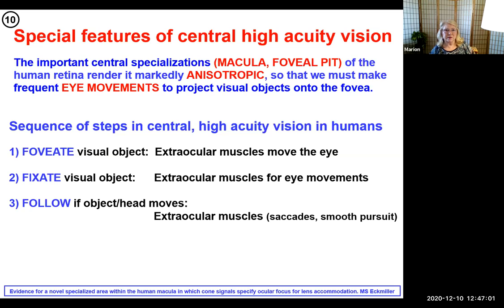So what is the sequence of steps? You would have heard, we first foveate a visual object by moving our eyes. We bring it onto the fovea, and we then fixate the object and really pay attention to it. And then if the object or our head moves, we can follow the object, making saccades and smooth pursuits.